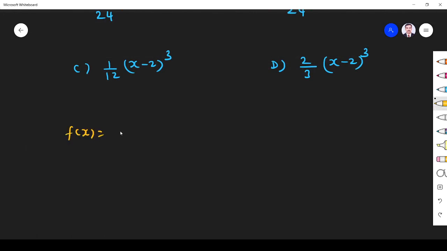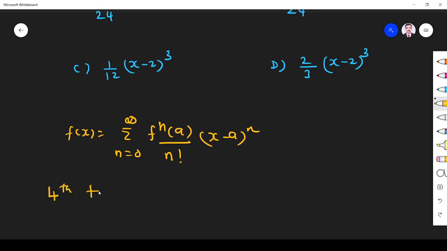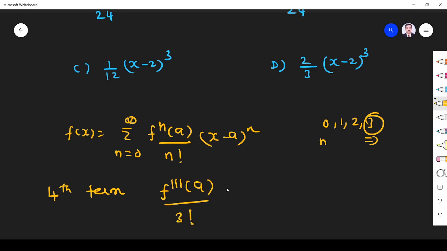f of x is equal to summation n goes from 0 to infinity f^n(a) divided by n factorial (x minus a) power n. Fourth term means we have to start from 0: 0, 1, 2, 3. Fourth term means third. n is equal to 3. n starts from 0, so n is equal to 3 is the fourth term. So the fourth term equation is f triple dash a divided by 3 factorial into (x minus a) power 3.